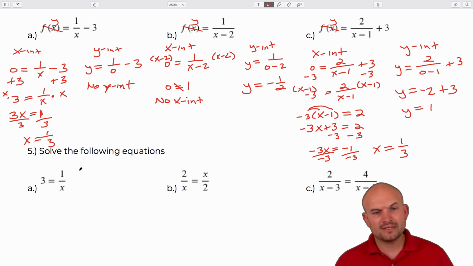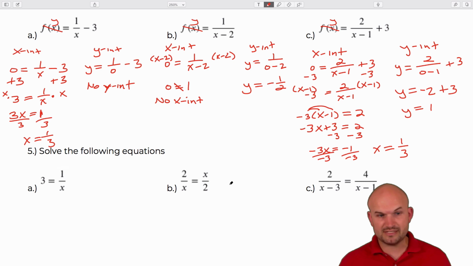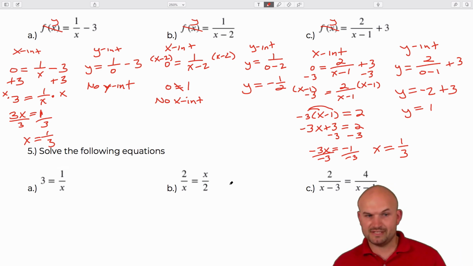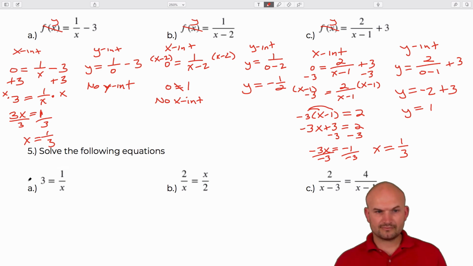So for right now, though, I think our main idea is we need to recognize that we have a variable in the denominator for each of these problems. We need to get the variable off the denominator. That's our first step. Then we can utilize solving equations techniques to solve different types of equations.